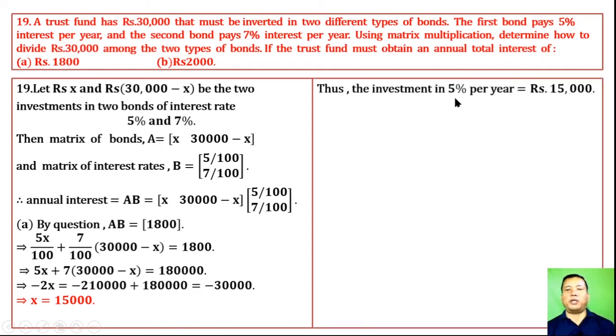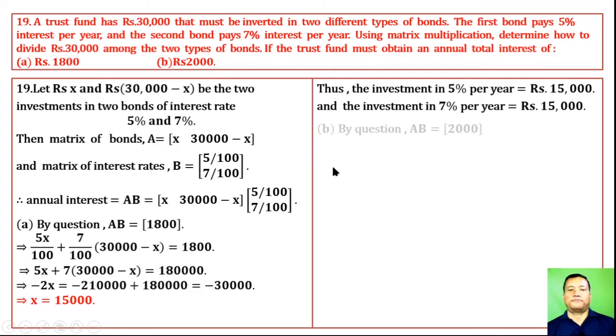Thus, the investment in 5% per year is rupees 15,000 and the investment in 7% per year is also rupees 15,000. So if we divide 15,000 each, we get this interest. By the question, the product AB gives the other interest, and we divide the capital accordingly.